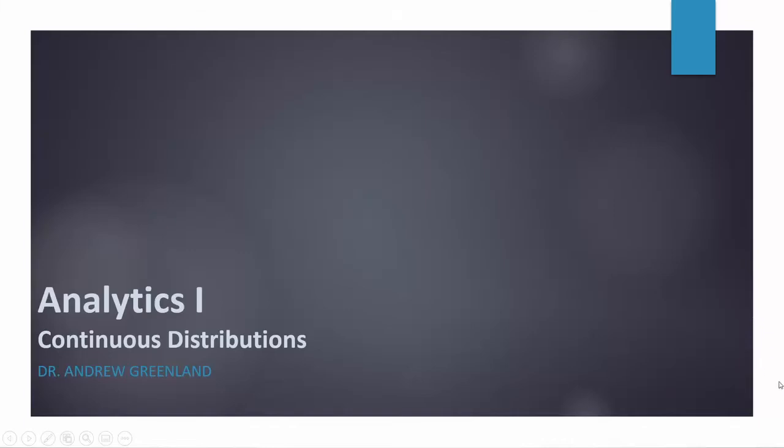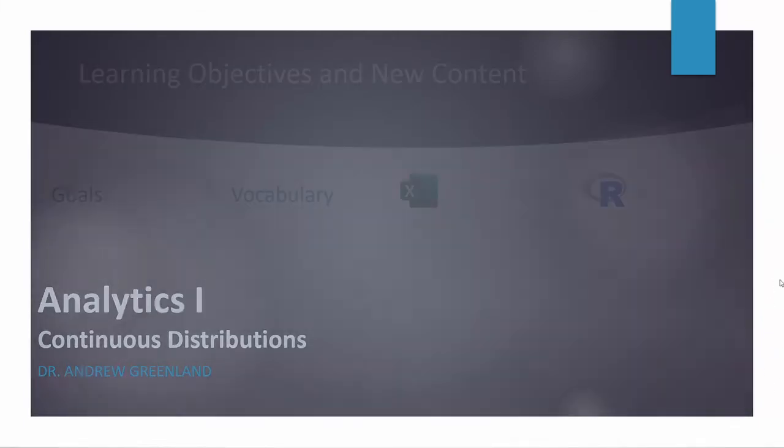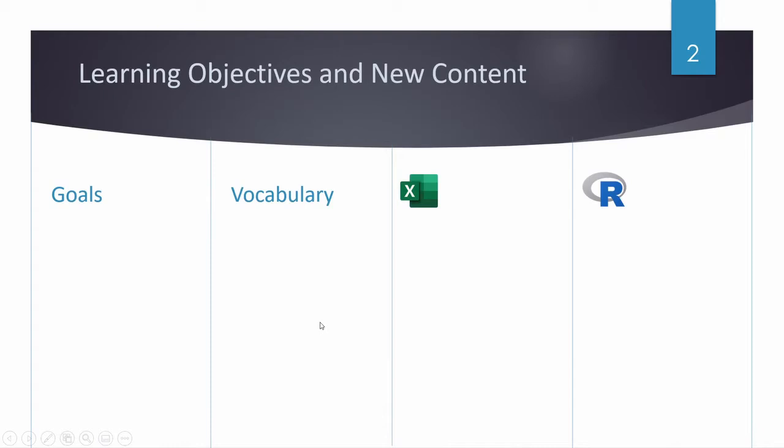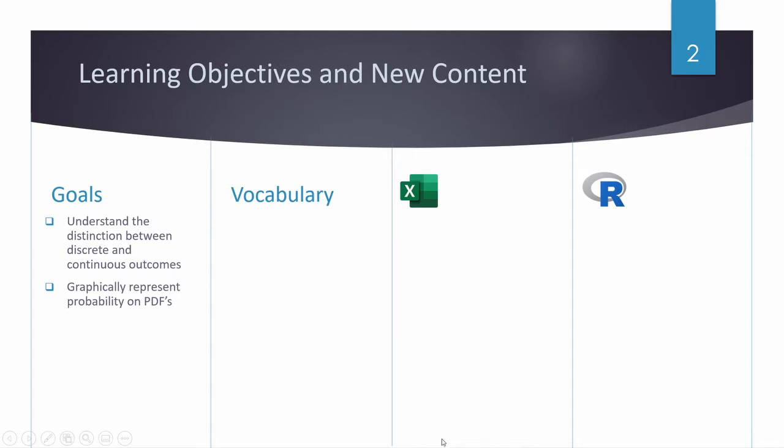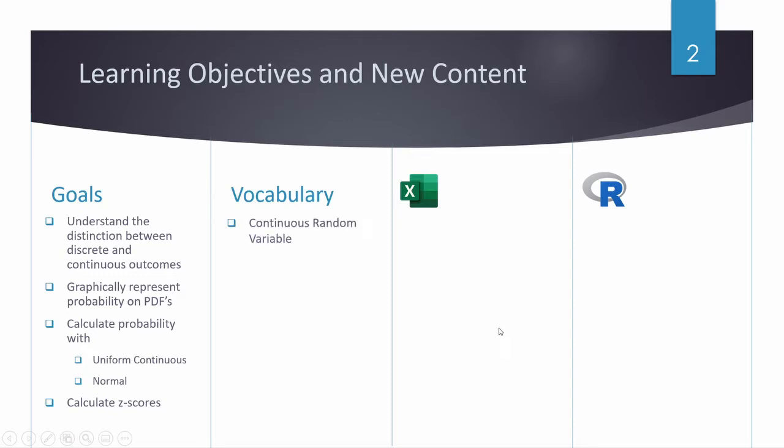This is the Analytics 1 lecture for continuous distributions. Our learning objectives and new content here are going to be focusing on the distinctions between discrete and continuous random variables, thinking about how to represent probability graphically, and making applications to both the uniform and normal random variables. We're also going to talk about z-scores.